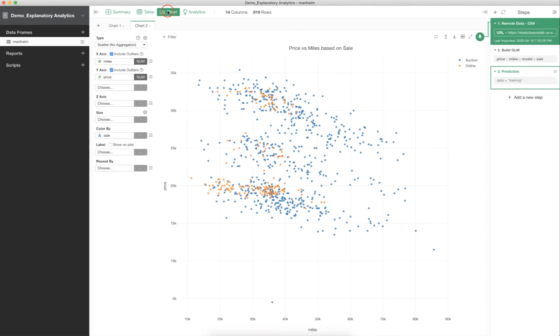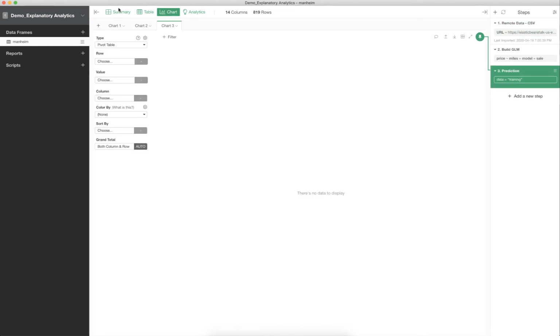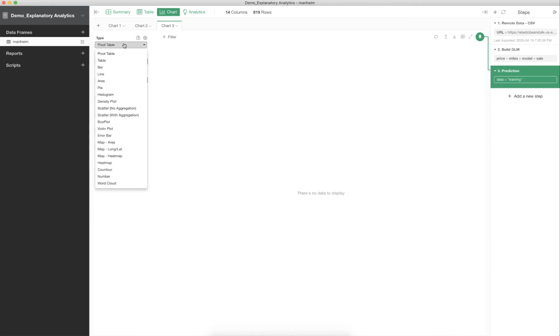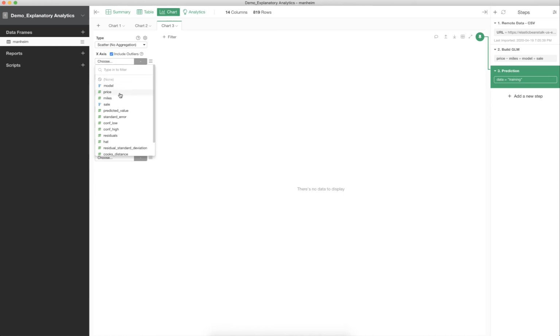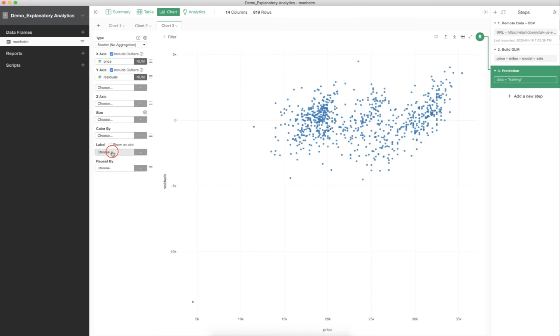So we can build a chart, and I shall be building a new chart. Again, notice that this new chart is pinned to the results of our prediction, or the prediction based on the training data, and we will be building a scatter plot. Our x-axis is going to be price, and our y-axis in this case is going to be residuals.